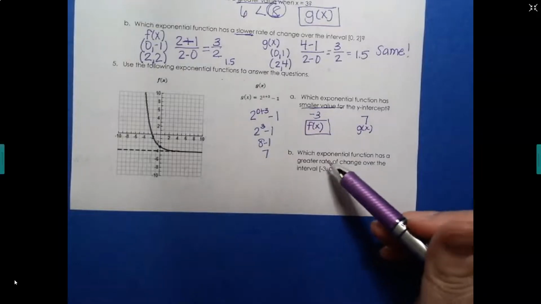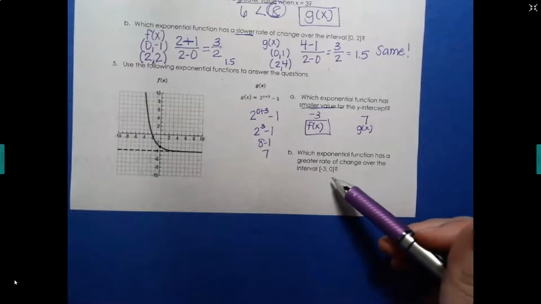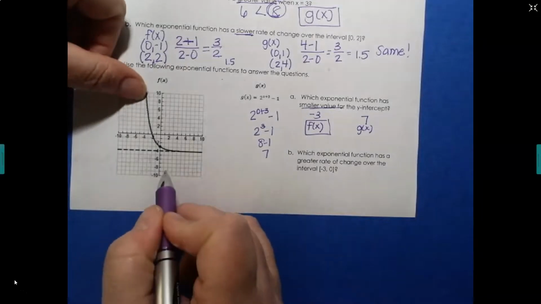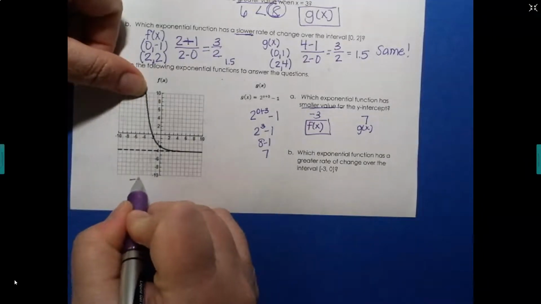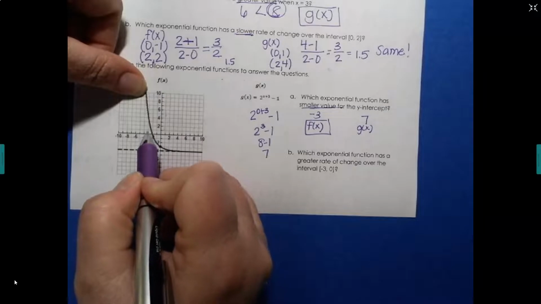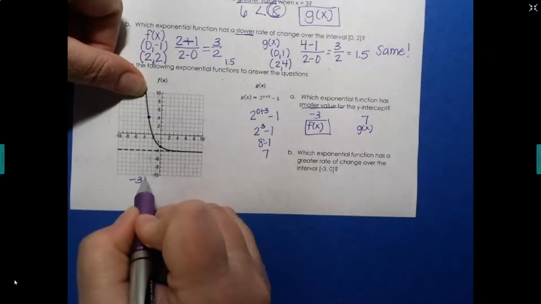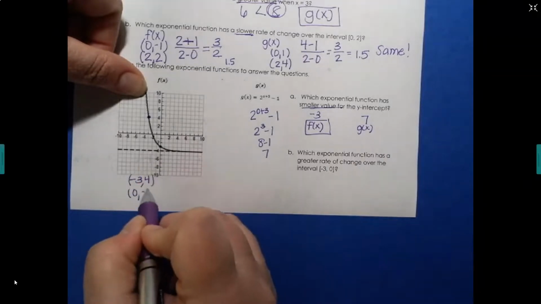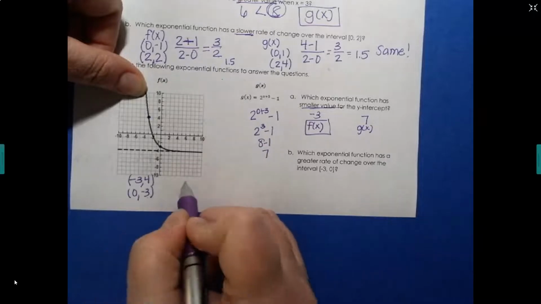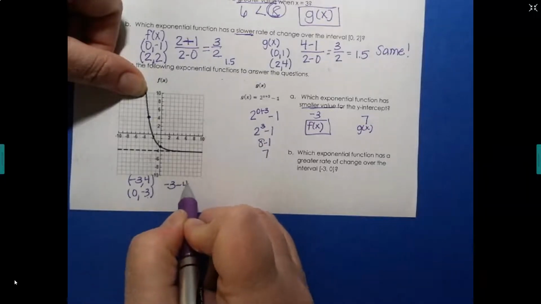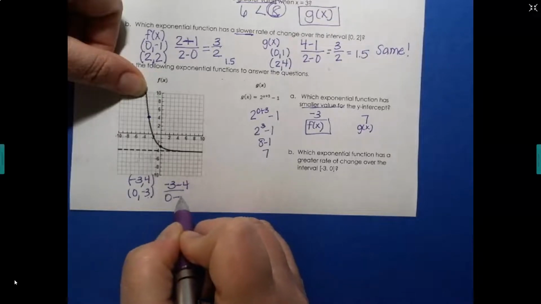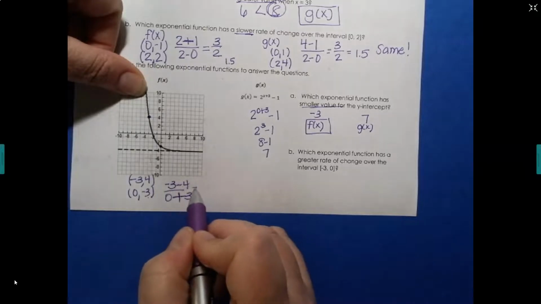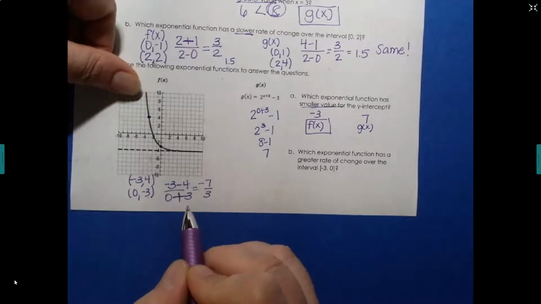And our final example, which exponential function has a greater rate of change over this particular interval? All right, so let's pick out our points. For f of x, if x is -3, right here, it looks like y is 4. If x is 0, y is -3. And then we're going to run our slope formula here. -3 minus 4 over 0 minus -3, which becomes plus. So we get -7 over 3.